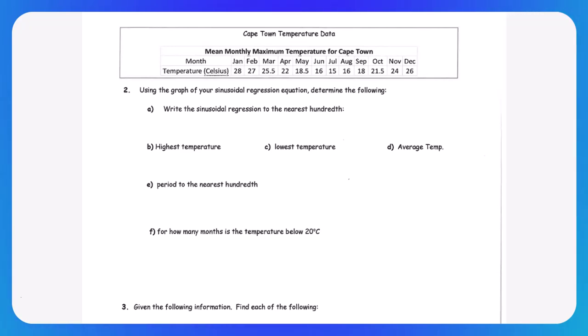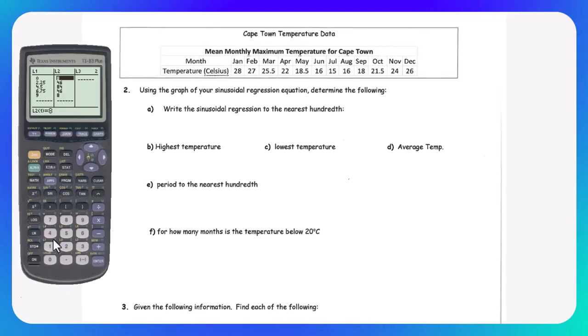So let's look at example 2, where they give us some more data. This time it is temperature in degrees Celsius for Cape Town from January through December. And it's asking us, first of all, to write the sinusoidal regression to the nearest hundredth. So let's break out the calculator again.